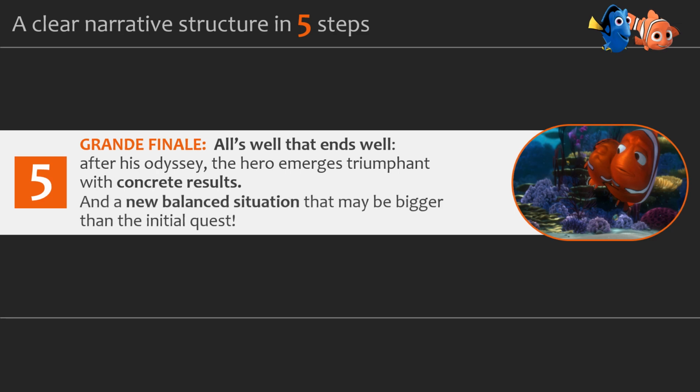And a new balanced situation that may be bigger than the initial quest is triggered. Marlin is no longer an overprotective father. Instead, he learns to trust Nemo, and their relationship is improved and healthier.